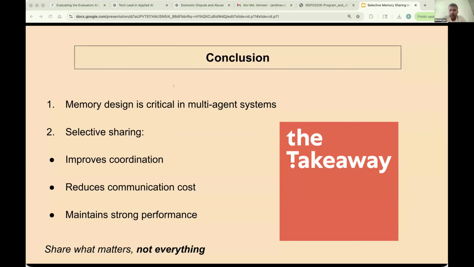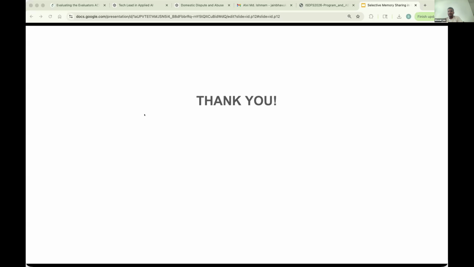To conclude, our work shows that memory design plays a central role in multi-agent LLM systems, and we demonstrate that selective sharing provides a strong balance between efficiency and coordination. Thank you.